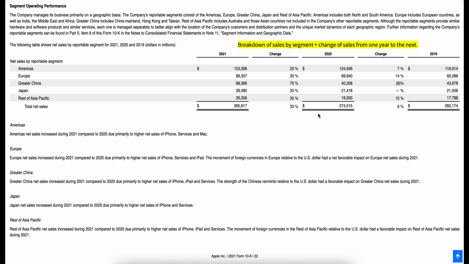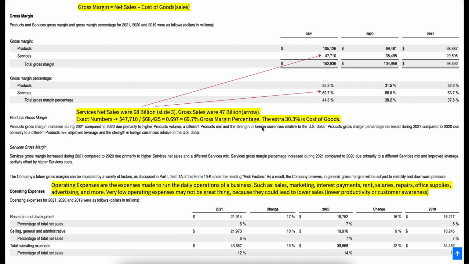Now, there is a breakdown that this report has in terms of the different segments in which Apple is selling. This could be potentially continents or countries. As you'll see here, there's Europe, Japan, and you will see that the company has also been increasing their sales, their net sales, that is, remember, by 23%, 30%, 70% in all those different segments that they are selling. So they are doing pretty great. Okay, moving on. A very, very important part of the income statement here, the gross margin.